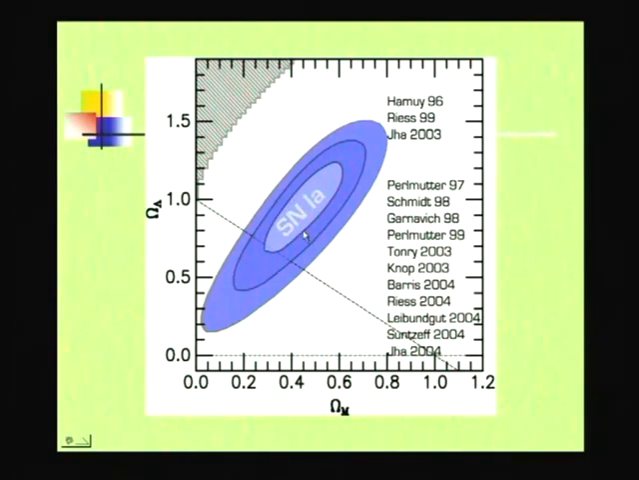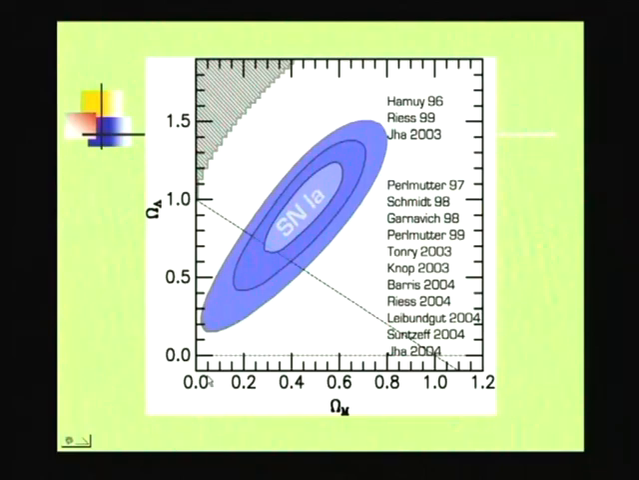So, this is the allowed parameter range: 68.5% confidence level, 95%, 99% confidence level. You can say that the parameter values for our universe lie within these contours. And we can say with a reasonably high level of confidence that there is some lambda. So, there is some constituent of the universe which has negative pressure. This is the supernova data.